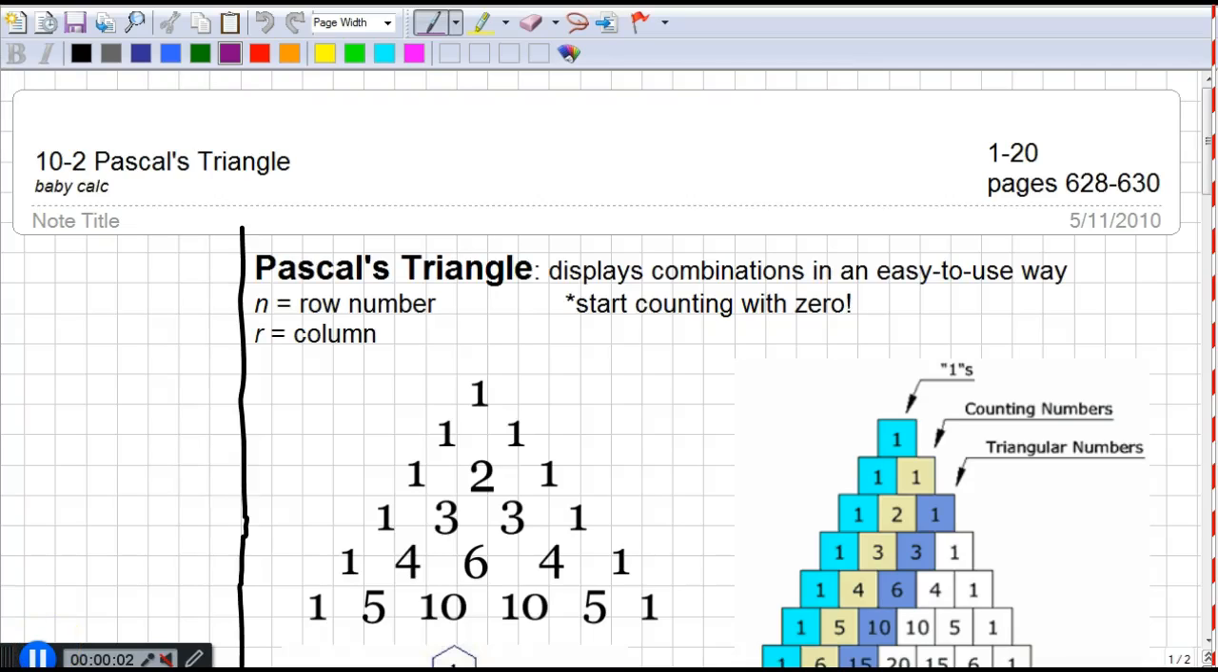This lesson is for FST, lesson 10.2 on Pascal's Triangle. Today's lesson is focused on something called Pascal's Triangle. It's a display or an arrangement of combination problems, and it was discovered or arranged by a man named Pascal, so they named it after him.